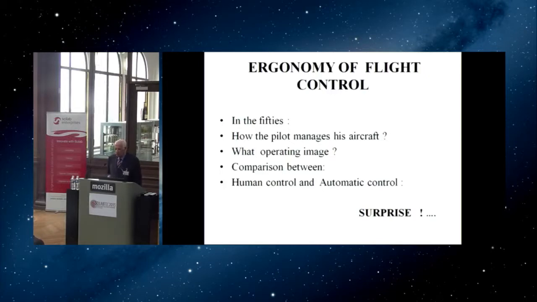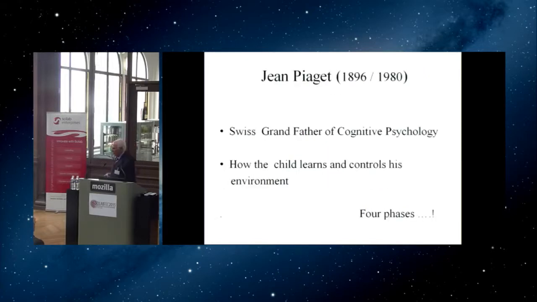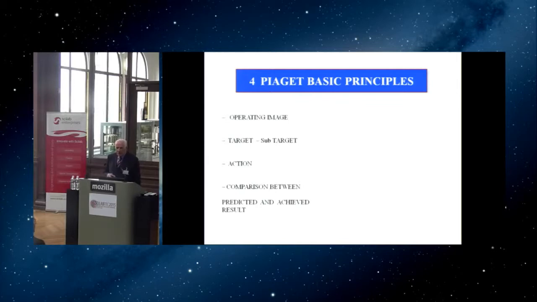We had the chance to get Jean Piaget. He was still alive at that time, and especially his assistant in France. The Swiss grandfather of cognitive psychology, he's the man who worked on how the child learns and controls his environment. He's really a very great man, and his influence is still very important. He proposed that there are four phases. The first is an operating image of the environment.